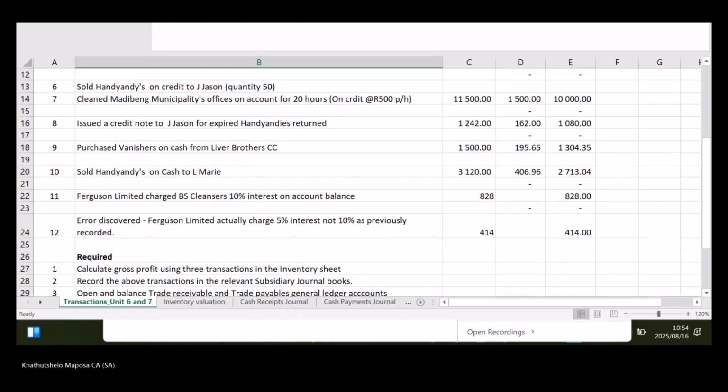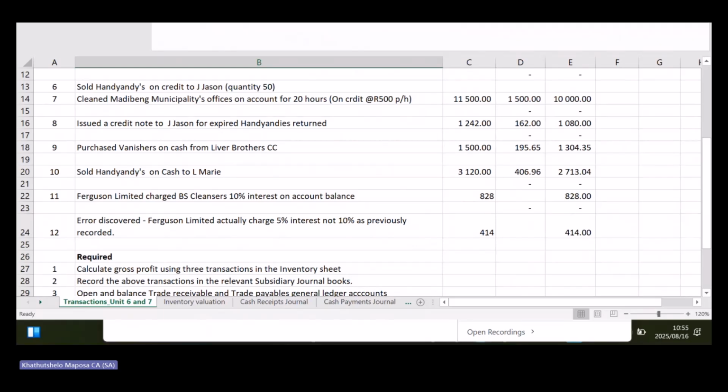Yeah, I can see. J. Johnson has bought some expired handy andies from us, and then they've returned them. There is no cash, right? And they're returning, right? Yes. So meaning we are going to use the sales returns journal on that one.